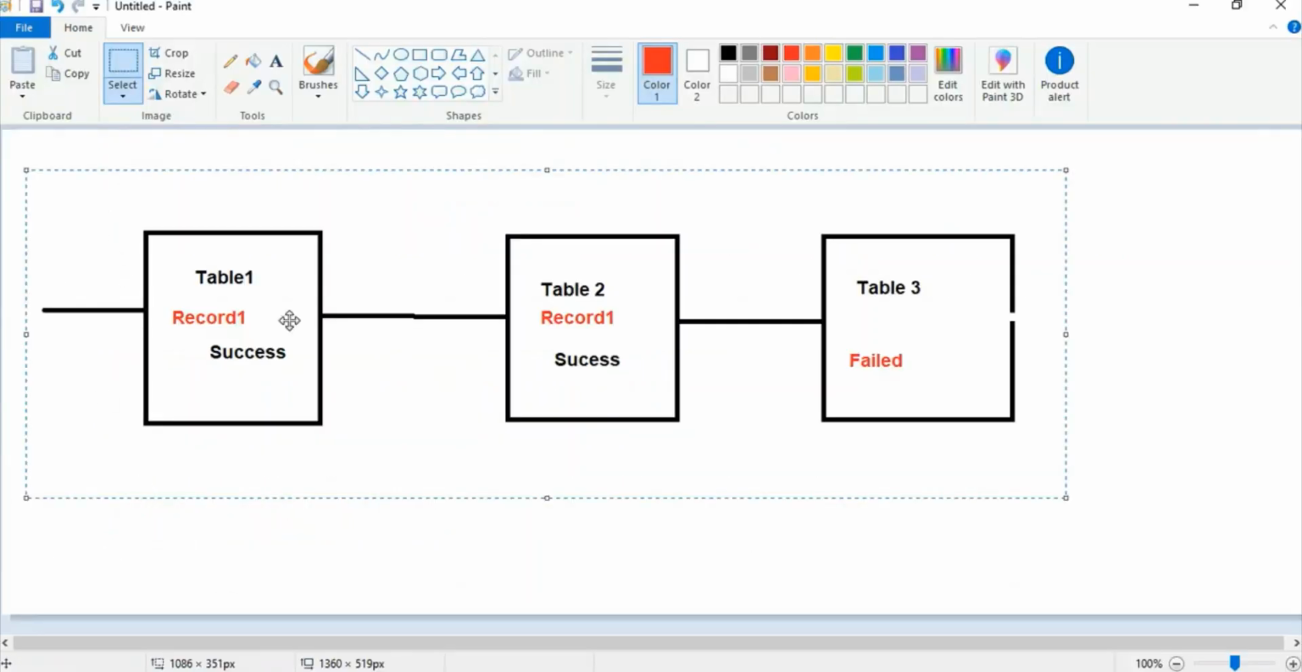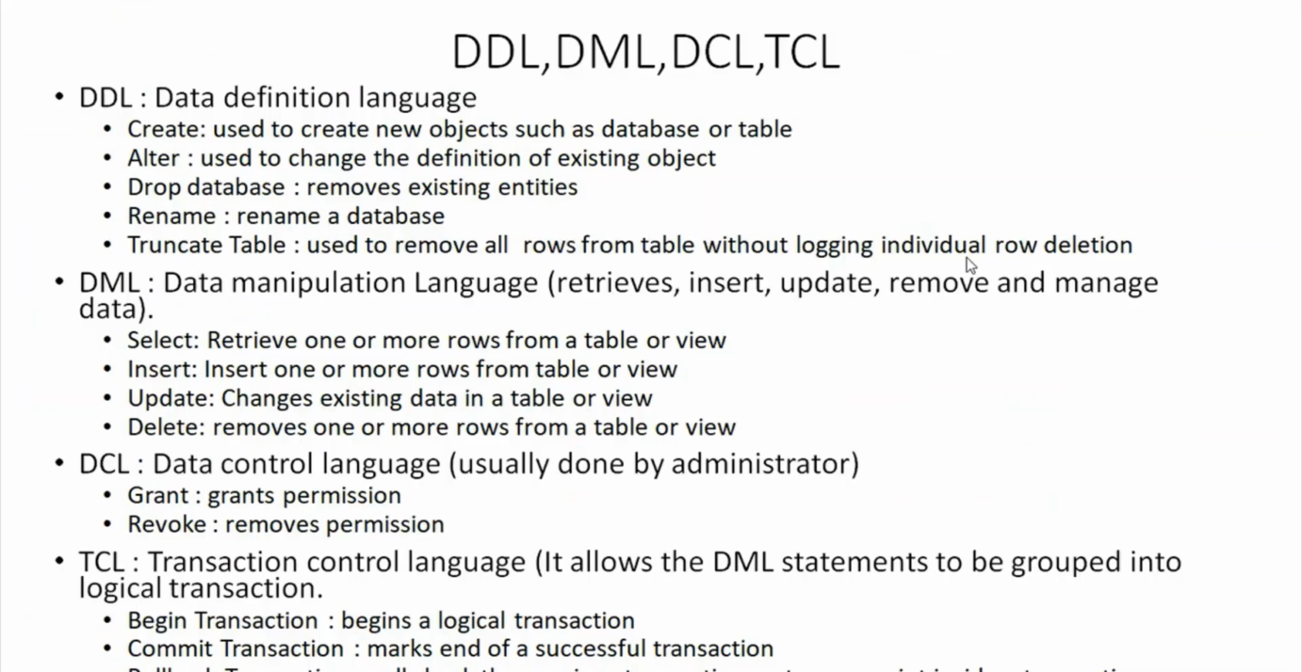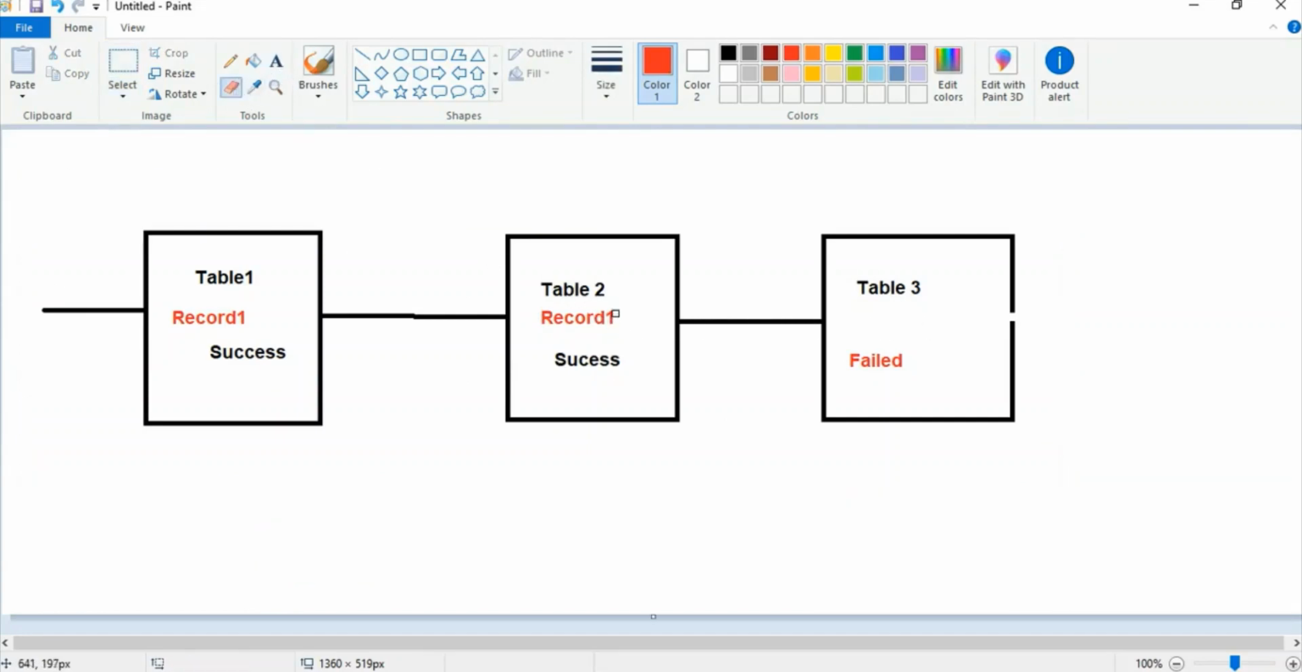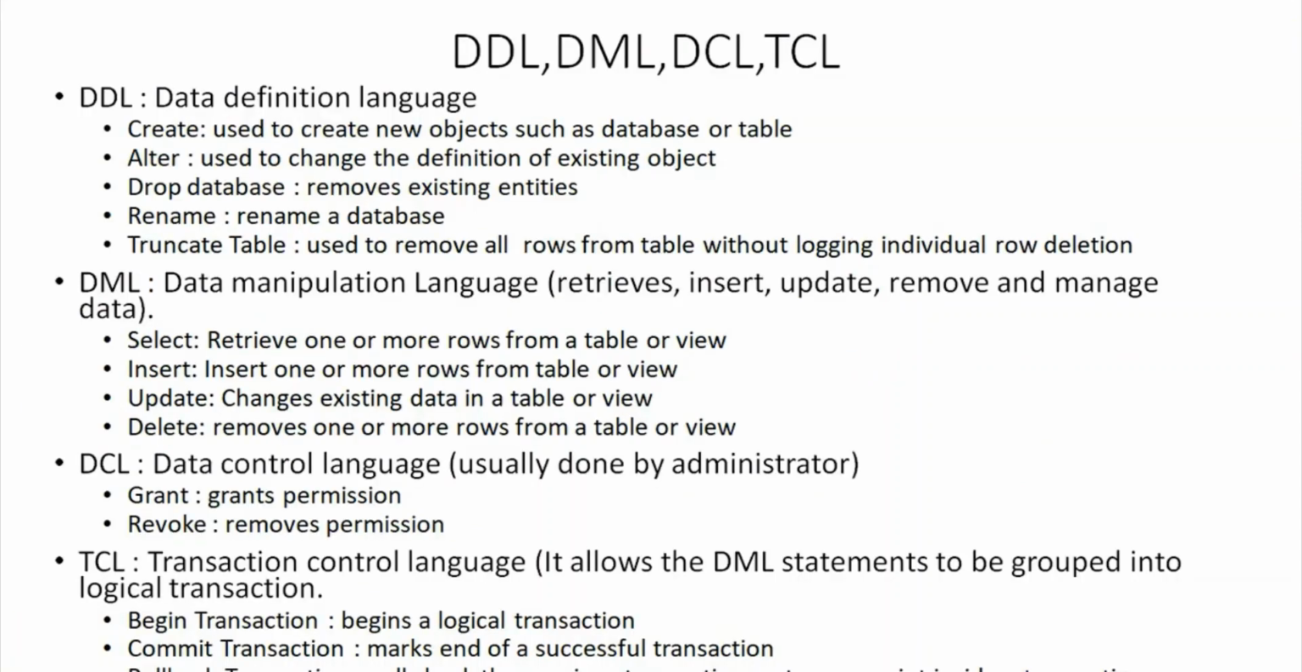Once we commit, it will commit the records into all 3 tables. If we roll back, it will take out all the data from all these tables. Once that particular transaction fails, it rolls back to its original state. That is how transaction control language works.